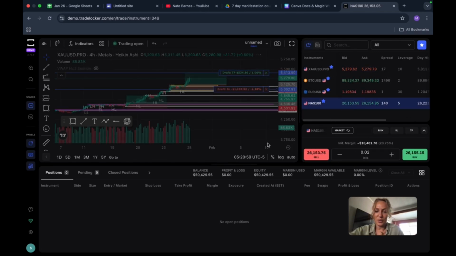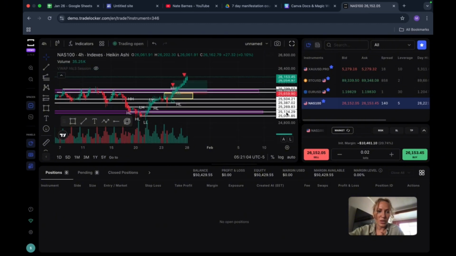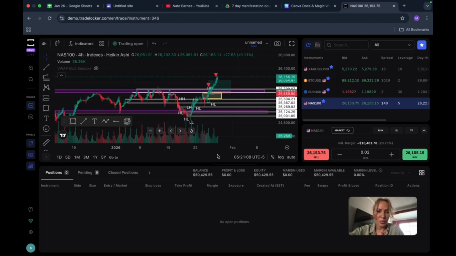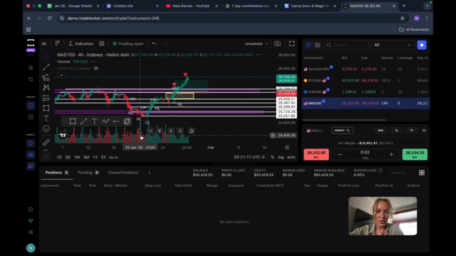Let's see what's going on with NAS. It's still going up, up, up. But at the moment, it doesn't look safe to enter.